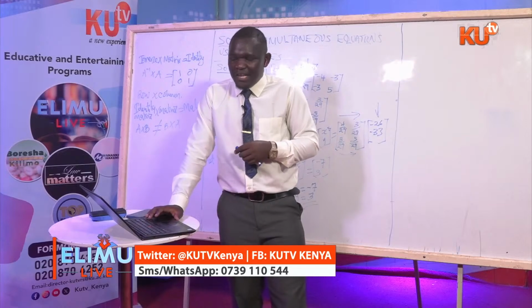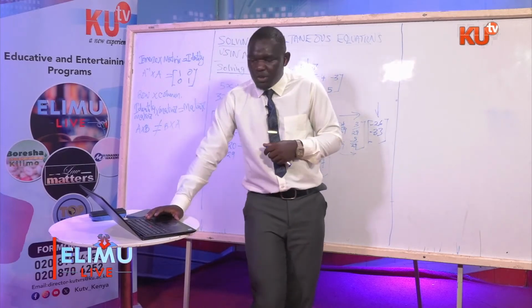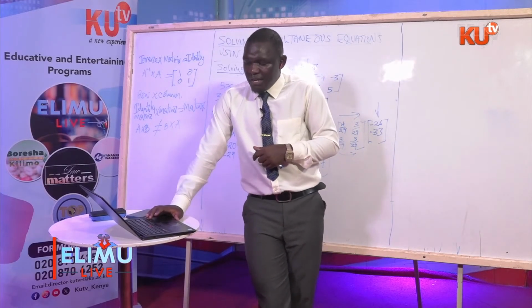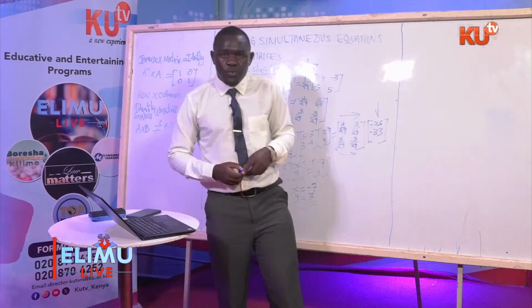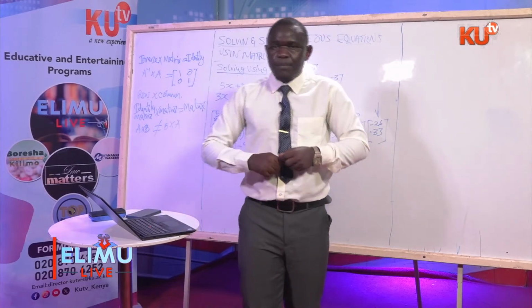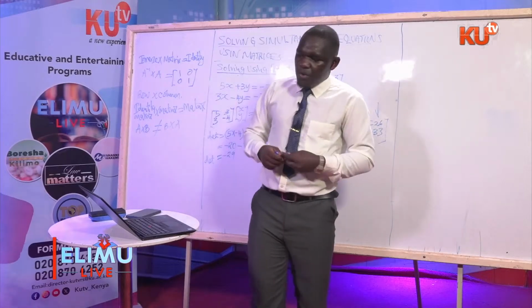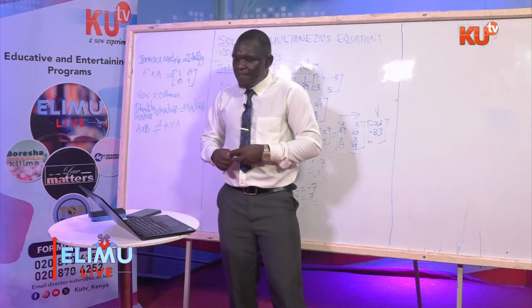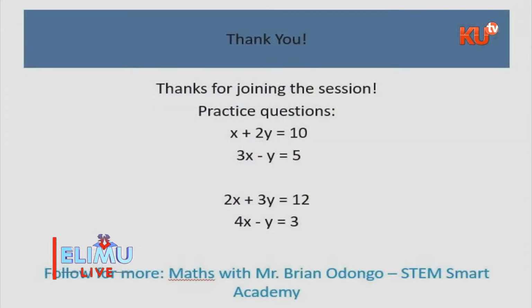But before I leave, I've got some practice questions for you so that you can go try them on your own and see how well you understand the session. The first question is x plus 2y equals 10. Then the next equation is 3x minus y equals 5. Kindly go attempt to get the values for x and y.